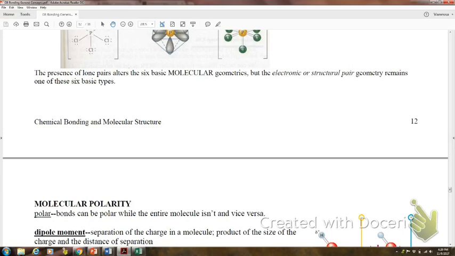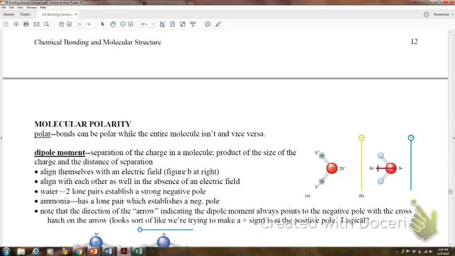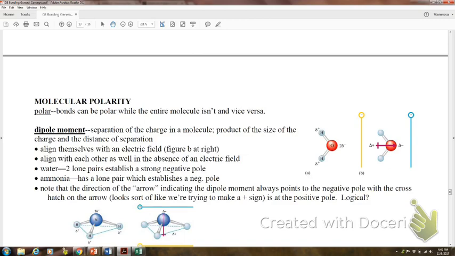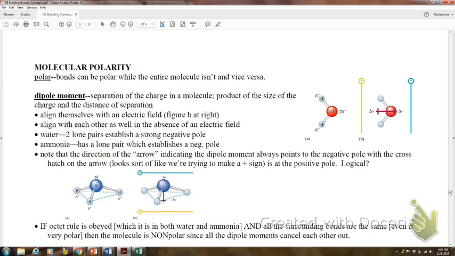So you can have bonds that are polar or nonpolar. But that is not the same as your molecular polarity. In other words, what is the polarity of the entire molecule? Okay? And so that's where those dipoles are going to come in. All right? And so remember, a dipole moment is the separation of charge where you get the slightly positive and the slightly negative ends of a molecule. And it's based upon the way that they're sharing the electron. And so let's look at water right here, because water is polar.